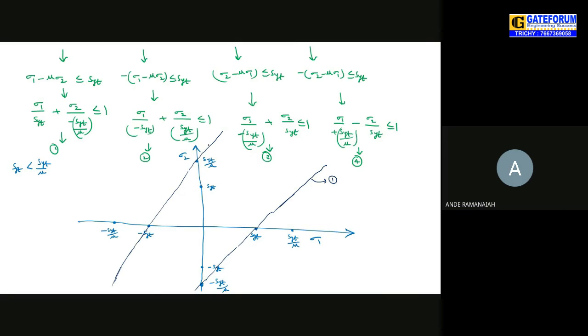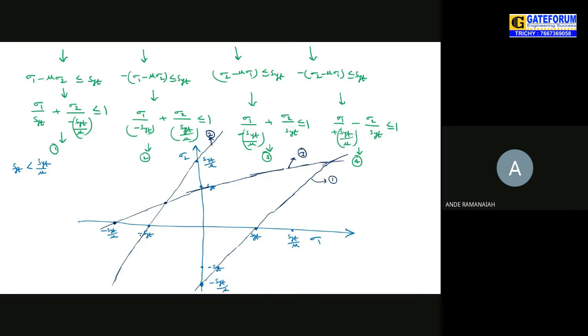Okay, this is equation 2. And the third equation: sigma 1 is minus SYT by mu. Minus SYT by mu is this one, right? Yeah, this one. And sigma 2 is SYT, yeah, this one. These two will intersect. This is equation 3 and equation 1 will get intersected.